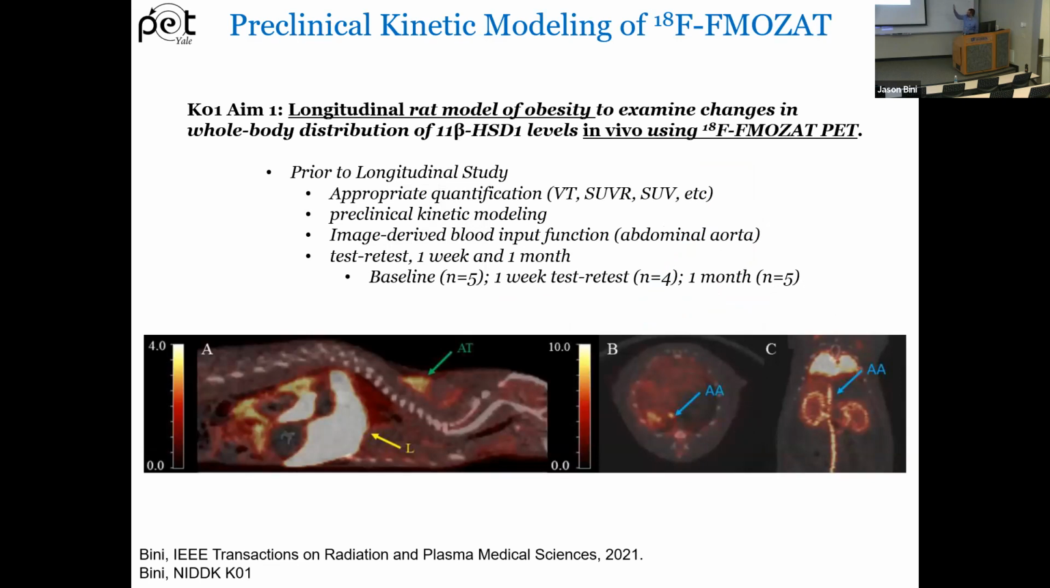In this case, we used an image-derived blood sample because you can't take large blood samples from animals continuously throughout the scan. So this is just showing that we can measure the activity in the abdominal aorta and then use the measurements in the liver and adipose tissue. And we basically take a ratio of what's in the liver and adipose tissue and what's in the aorta. And that gives us some measure of what's specifically bound versus what's going in and out of the tissue in the blood pool as well.